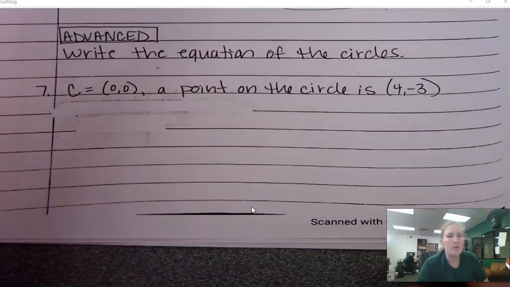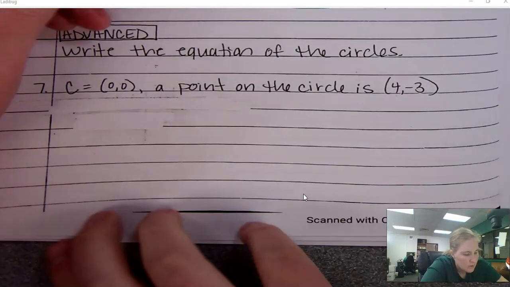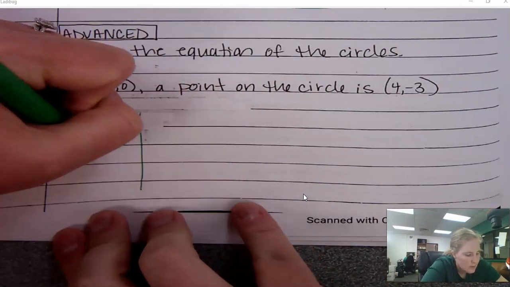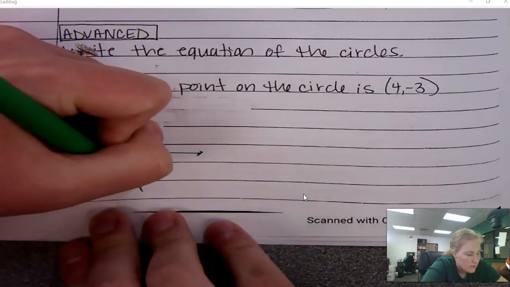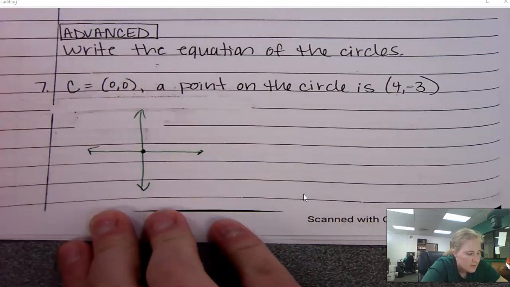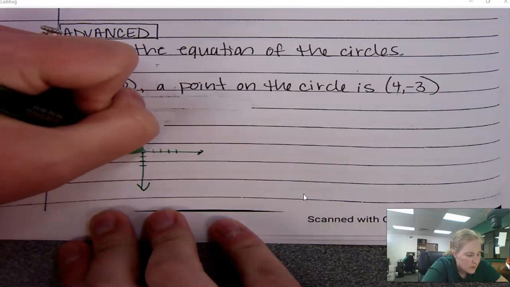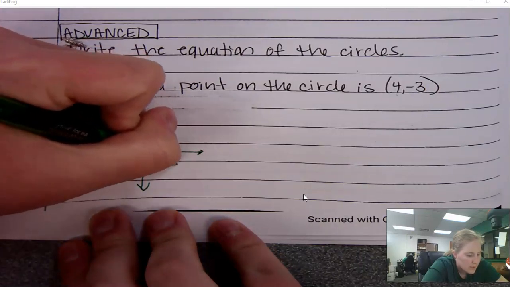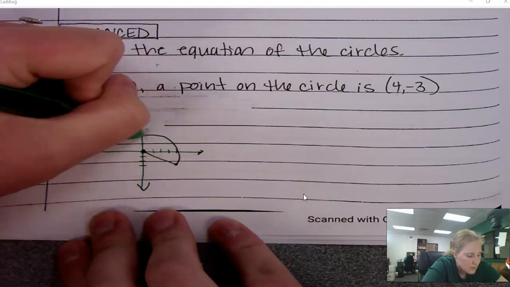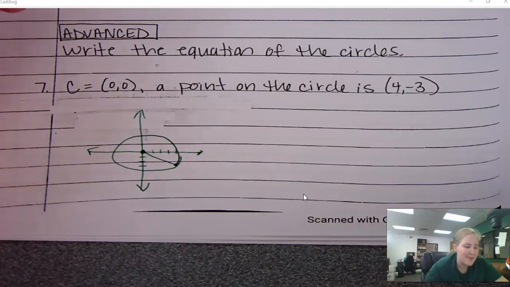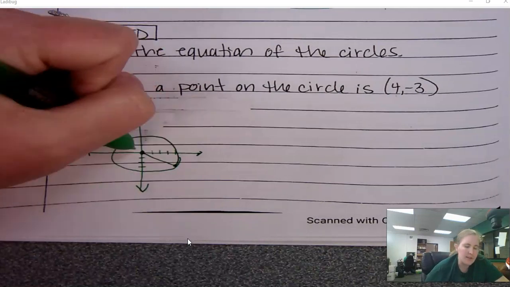Where we are going to write the equation of a circle, where C is at 0, 0, and a point on the circle is 4, -3. So we've got 0, 0, 1, 2, 3, 4, 1, 2, 3. We can go over 1, 2, 3, 4, and down 3. And, you know, if we draw our circle, it would look better than that. But that's what it would be. And we've got to figure out the length of this line.